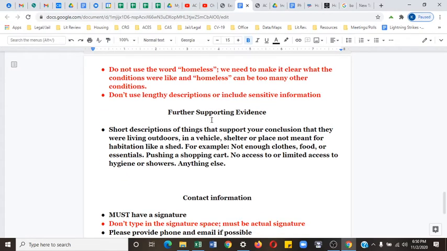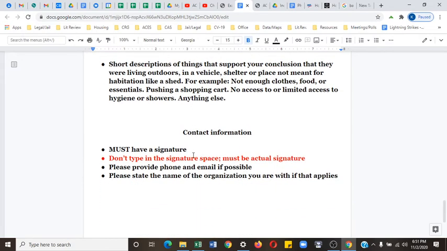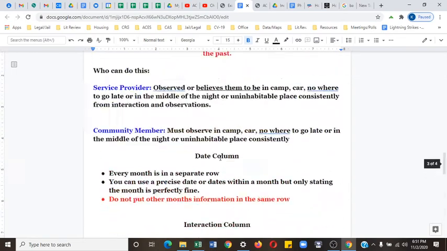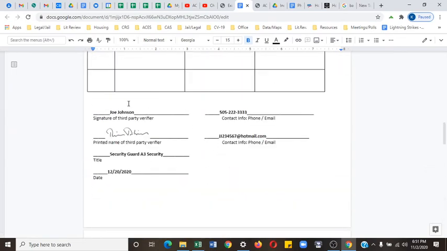Again, further supporting evidence just gives descriptions about things like them using a shopping cart, not having enough food or clothing, not having access to showers, and so on. And finally, the form must have a signature. Don't just type in that space, and provide phone and email if possible, and state the name of your organization if that applies. So again, that looks like so.